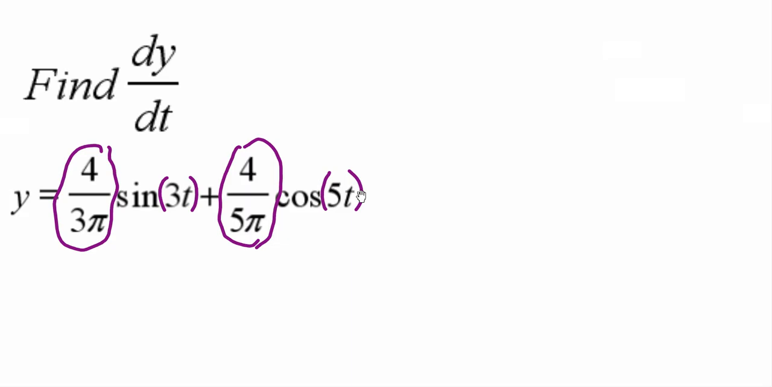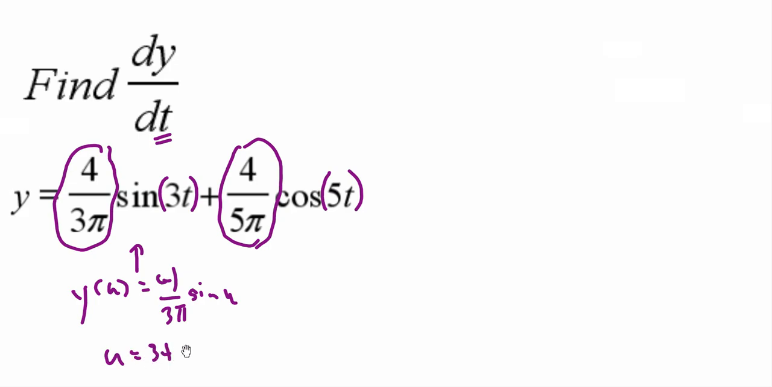So when we take the derivative of this, you get dy/dt, because now we're not using x, we're using t. We're going to do the chain rule twice. For the first one, we have to figure out what our outside function is. So our outside function is going to be y of u, which is 4 over 3 pi times sine of u. In this case, our u is going to be 3t.